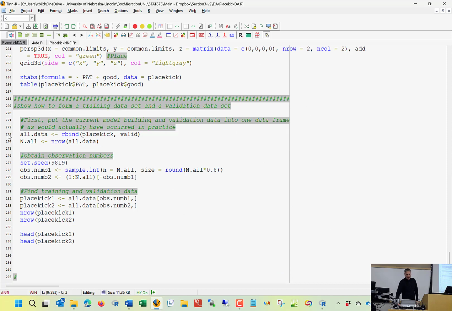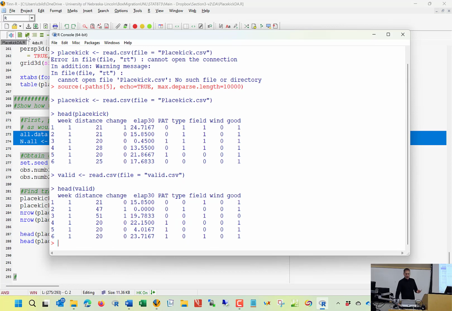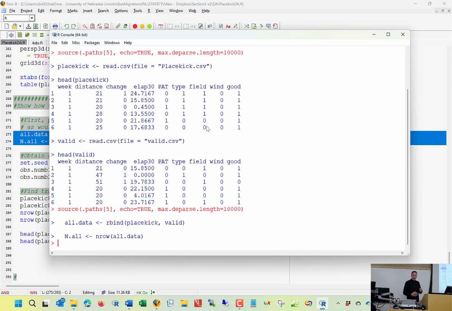Okay. So first of all, I want to emulate what would actually happen in practice, where let's say all the data was in one data frame. With my place kicking data set, I'm just going to put together the original training data set, which was called place kick, and also the validation data set, which was called valid. I can put everything together using a function called rbind, which means combine by rows. So I'm going to take my place kicking data set, put it here, and right below it, I'm going to put my validation data set. That's what this new all.data is going to look like.